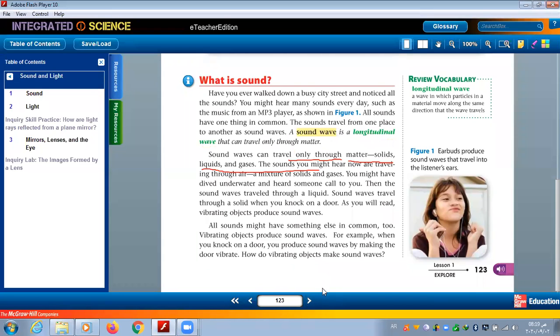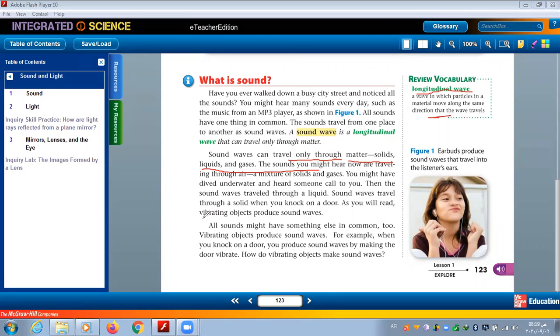Okay. How sound is produced? Sound is produced, okay. And here at the left you can see the meaning of longitudinal wave: a wave in which particles in a material move along the same direction that the wave travels. Okay, so we need particles.